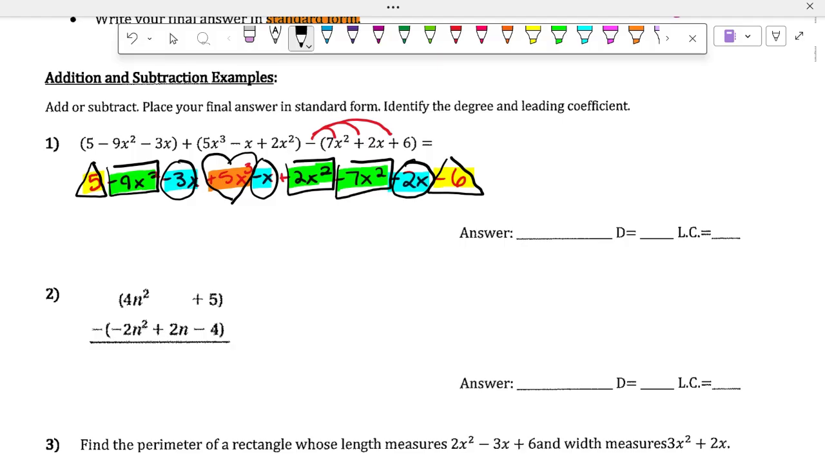So, Ashlyn, since you were the last person to talk, pick someone to tell me what the first term would be in standard form. Right. So the 5x cubed would come first, and since there's no other oranges or hearts there, there's nothing to combine. All right. So pick someone to tell me what the next type of term would be that would come next. So it'd be the x squareds.